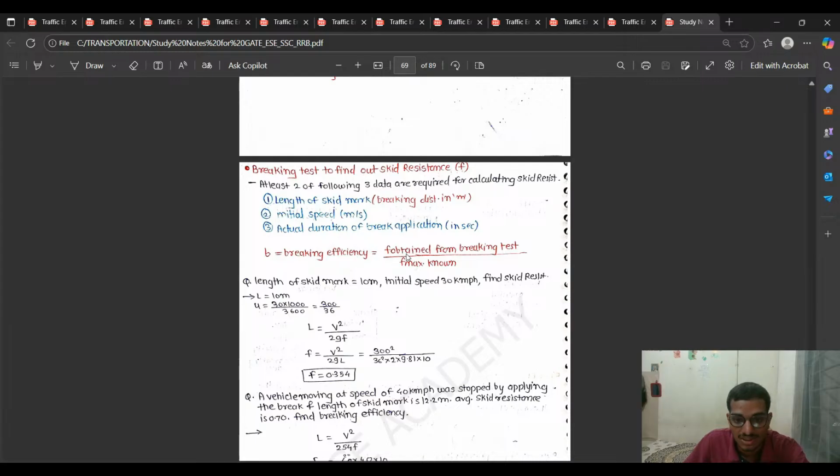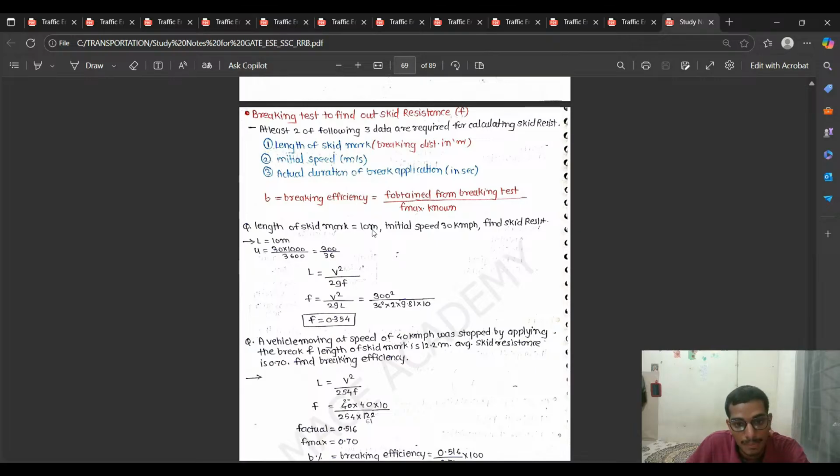Braking efficiency equals friction obtained from braking test divided by F maximum, which is known. The length of a skid mark is 10 meters. Initial speed U is 30 kmph, which is 300 by 36 meters per second. Length is equal to V square by 2gF.